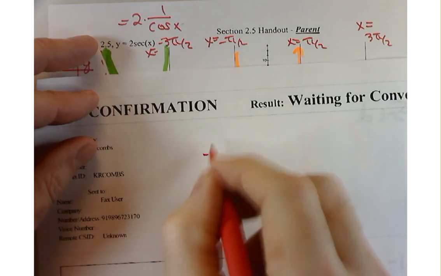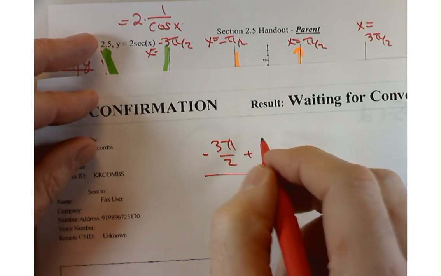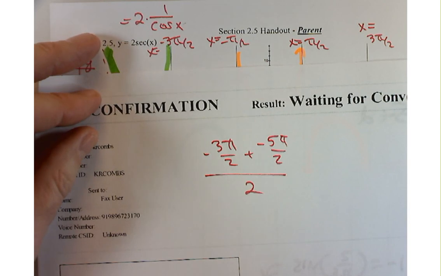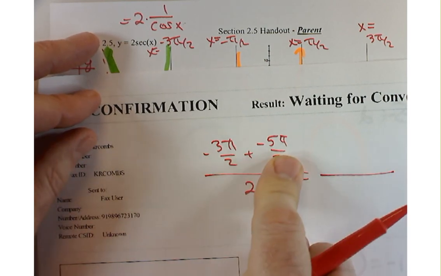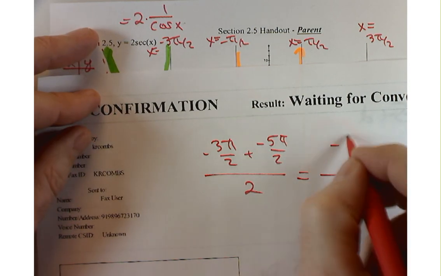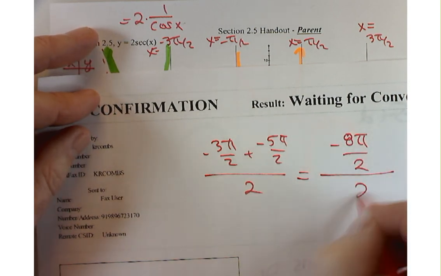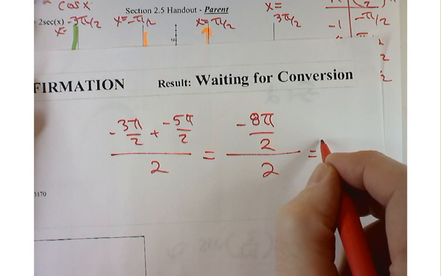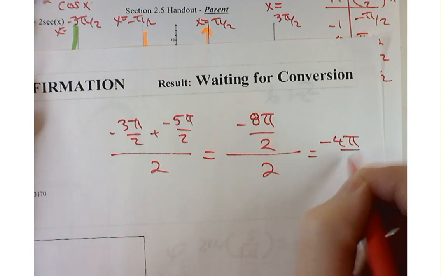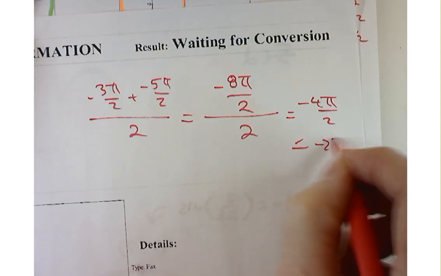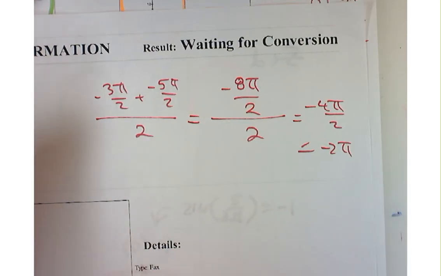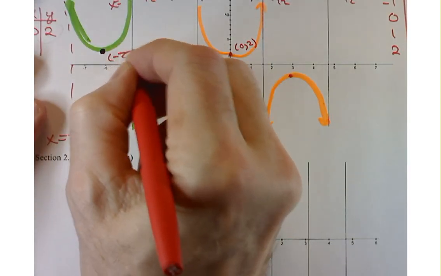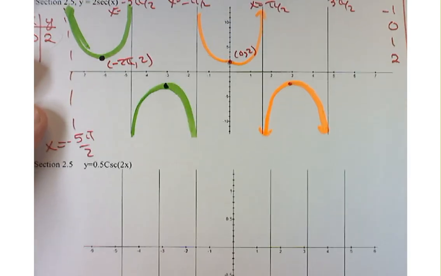So I want to add -3 pi over 2 plus -5 pi over 2. Add those and divide by 2. The cool thing is that these have common denominators, right? So I get -8 pi over 2. Let's simplify this part first. What's -8 pi over 2 going to simplify down to? -4 pi over 2, which simplifies to -2 pi. So that would be the exact coordinates of this point. Good question. That'd be -2 pi and 2 would be the exact coordinates of that point.